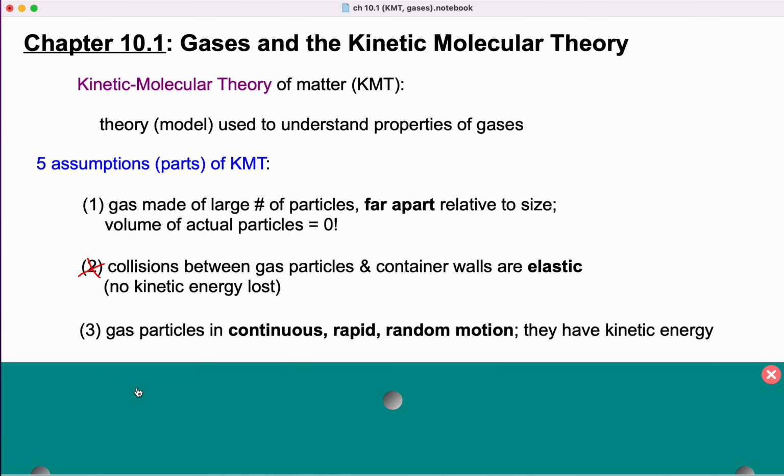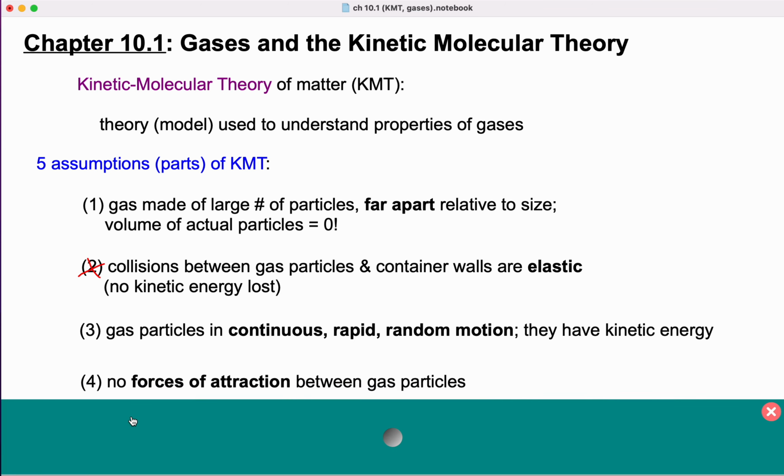Number 3 is important. In our model, the gas particles are in continuous rapid random motion, and that's because they have kinetic energy. So the gas particles are constantly flying very rapidly in lots of directions. Number 4, there are absolutely no forces of attraction between the gas particles. They do not attract one another.